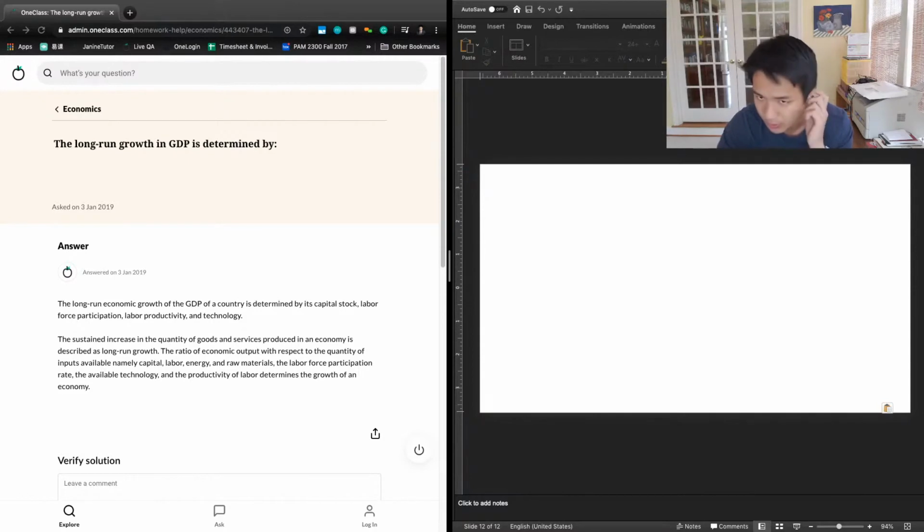So let's take a look at the previous tutor's answers. The previous tutor says, the long-run economic growth of the GDP of a country is determined by its capital stock, labor force participation, labor productivity, and technology. The sustained increase in the quantity of goods and services produced in an economy is described as long-run growth. The ratio of economic output with respect to the quantity of inputs available, namely capital, labor, energy, and raw materials.